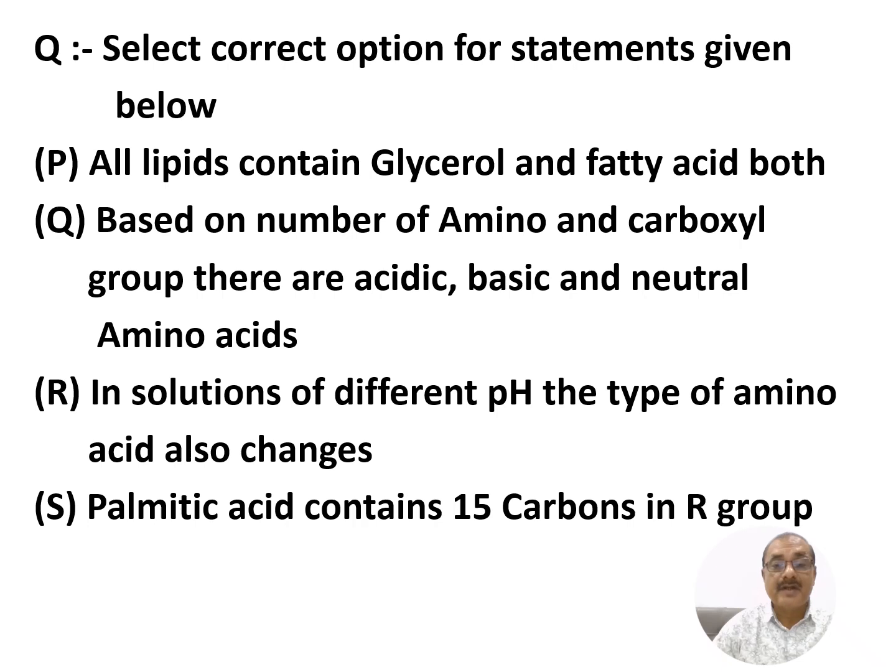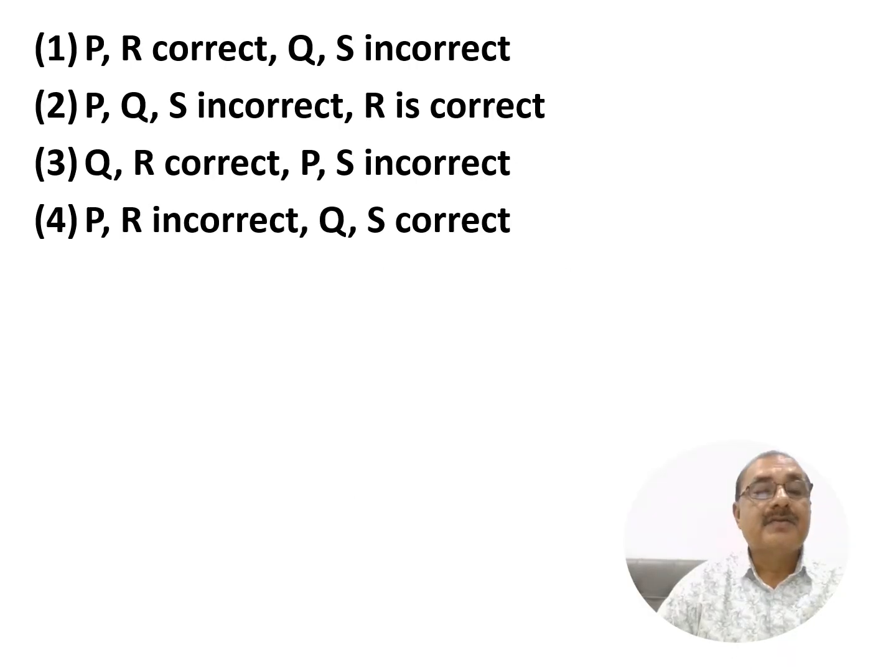S: palmitic acid contains 15 carbons in the R group. Is that correct? Yes, it is correct. Palmitic acid has a total of 16 carbons including COOH. So as an R group, obviously it has 15 carbons. So P is incorrect, R is incorrect. So Q and S are correct. So here the answer is 4.